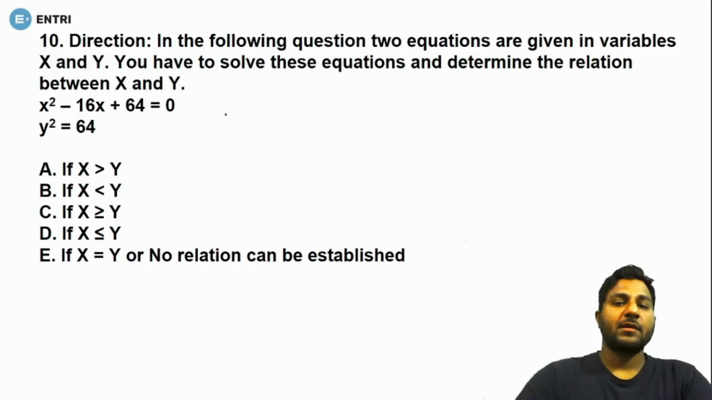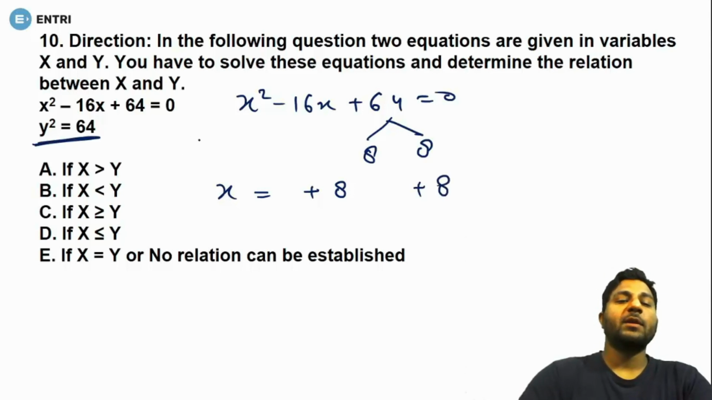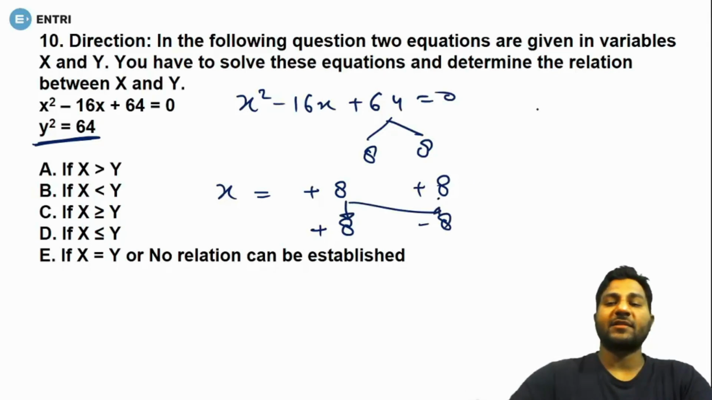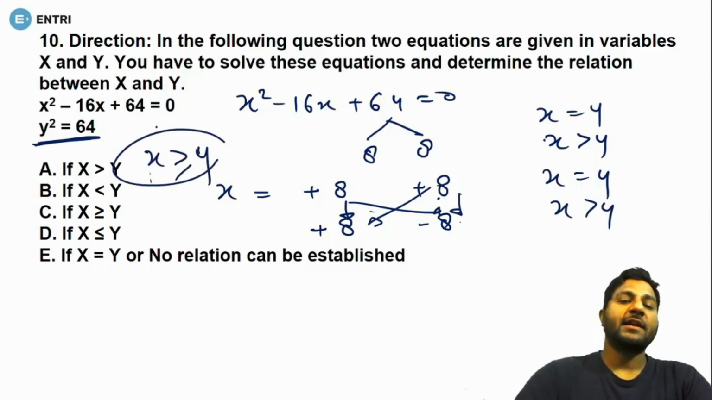Here, x² − 16x + 64 is equal to 0. The factors of 64 are 8 into 8. That means we will be getting both values positive. While here we will be getting plus and minus. So your answer will be x is equal to, greater, equal to, greater. So the final answer would be x is greater than or equal to y.